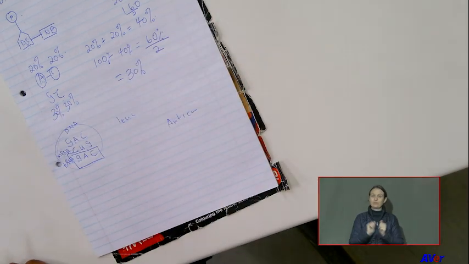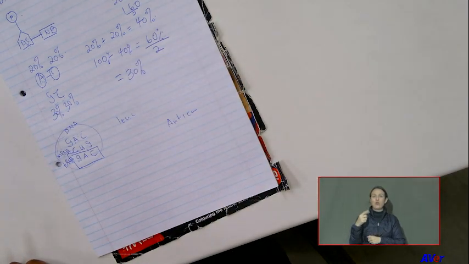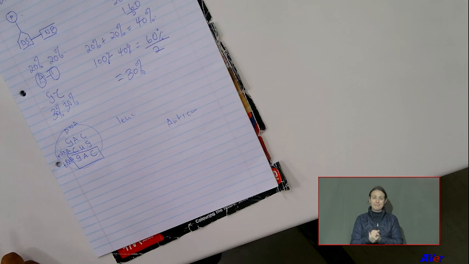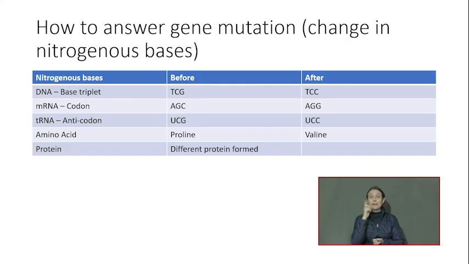Good. And then for the mutations, this is what I did. I hope it will assist you, ladies and gentlemen. I just labeled it as how to answer gene mutation. You can see here we have nitrogenous bases, we have before and we have after. So our DNA-based triplet was TCG, and then the G was replaced by C. Do you see that? So now, how do we answer this?